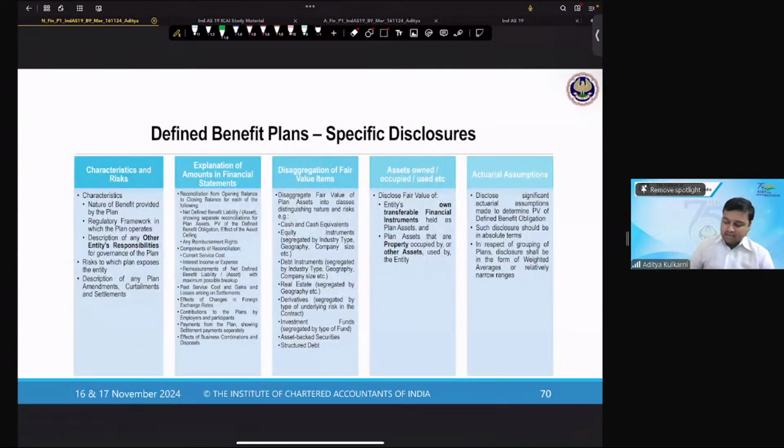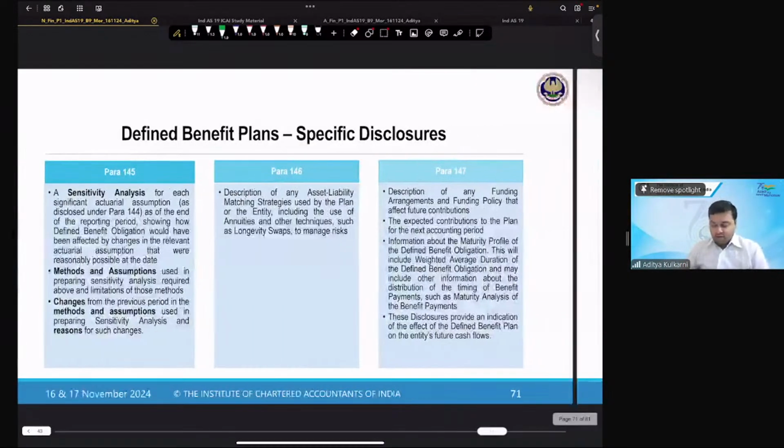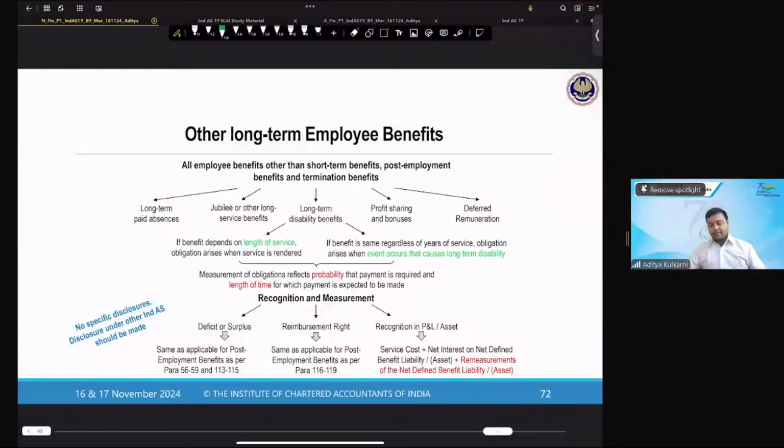कुछ नहीं है. These disclosures you can go through. कुछ खास है नहीं इसमें. Okay. It's just theory, what all you need to disclose. That's it. Okay. With this, we come to the end of post-employment benefits.